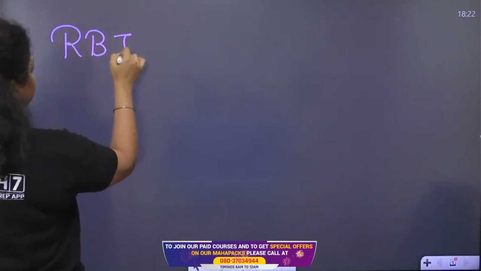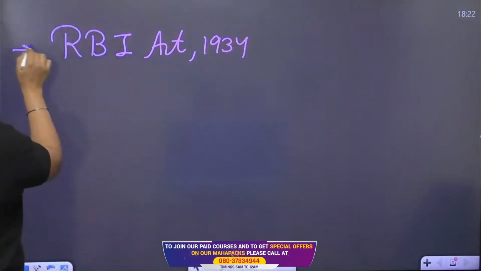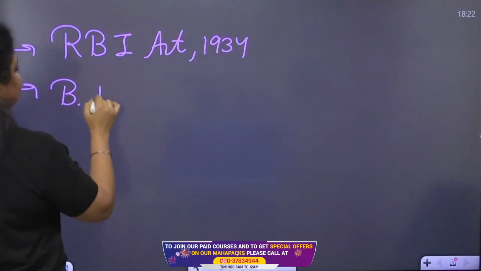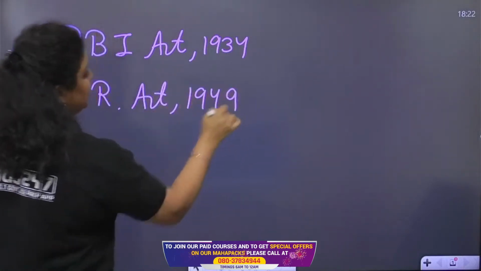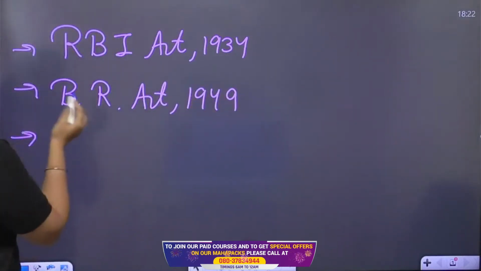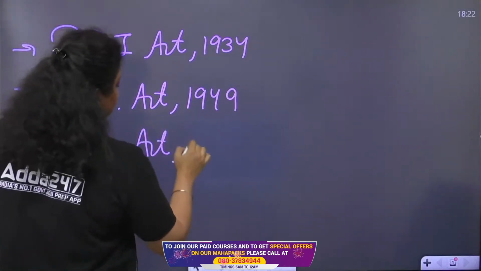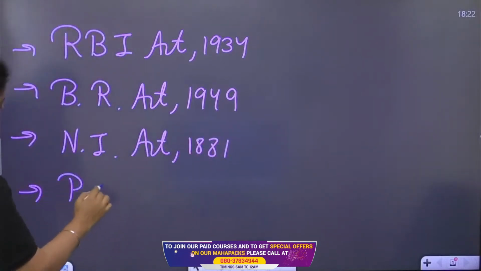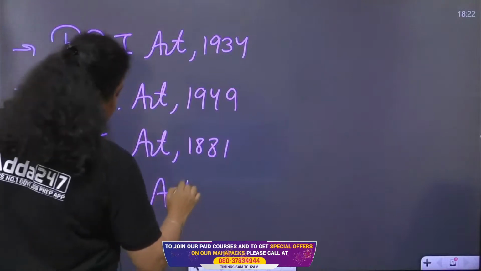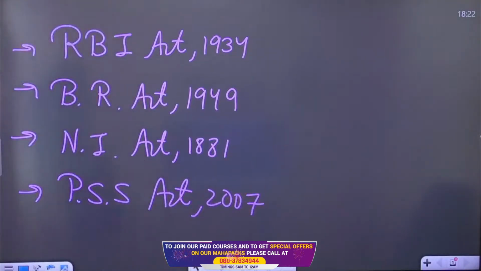Okay, the banking sector has a certain type of laws. We have the RBI Act, which was introduced to establish RBI in 1934. Second, we have the Banking Regulation Act, the BR Act, introduced in the year 1949. Apart from that, we have the Negotiable Instruments Act 1881. And then we have the PSS Act, the Payment and Settlement Systems Act 2007.